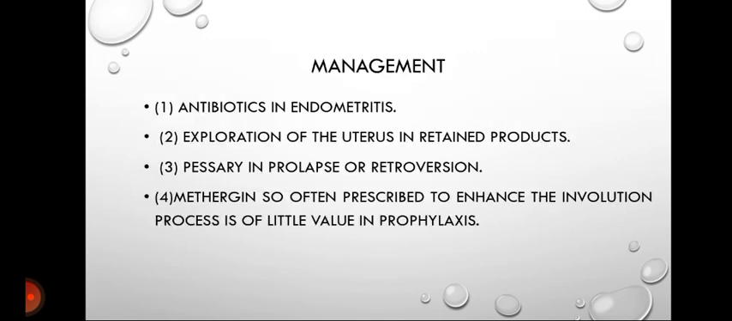Then what can we do to manage subinvolution? If there is any infection inside the uterus, we have to provide antibiotic therapy. In case of any retained products of conception, we must explore the uterus, dilate and evacuate the products of conception. In case of prolapse or retroversion, pessary treatment is given. If there is any bleeding, to control it ergometrine is given, and to enhance the process of involution, methergine is given. So this was about the management of subinvolution.